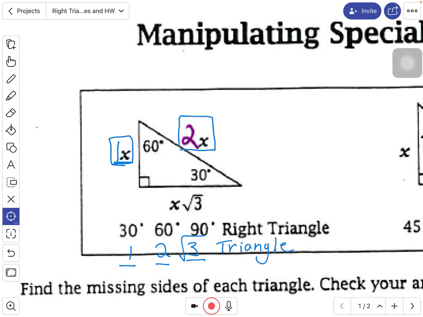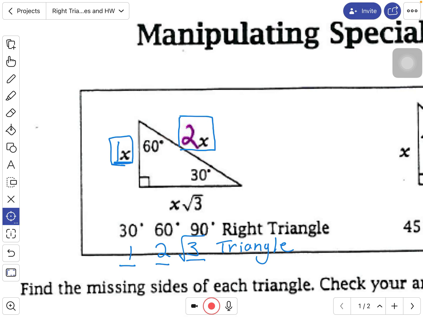Why the square root of 3? Well, if you think about it, the square root of 3 is a number that is between 1 and 2. If you take the square root of 3 in your calculator, it's like 1.73 when you look at it. 1.73 times the value of x is going to get you a side length that's a little bigger than 1x, but definitely smaller than your hypotenuse, 2x.